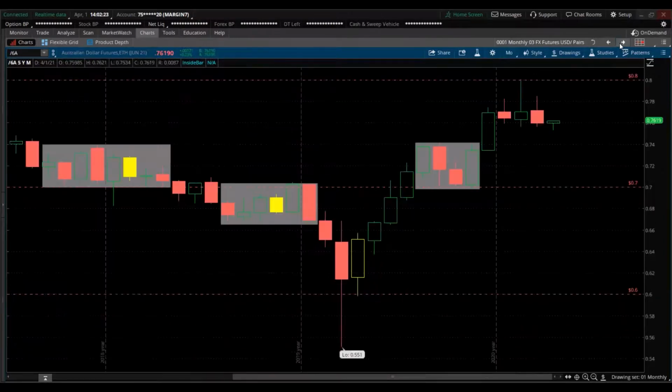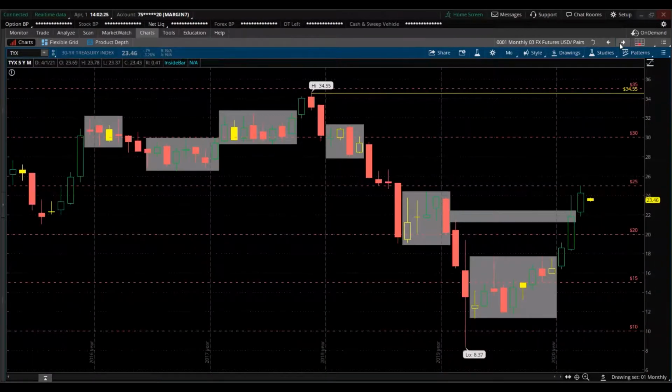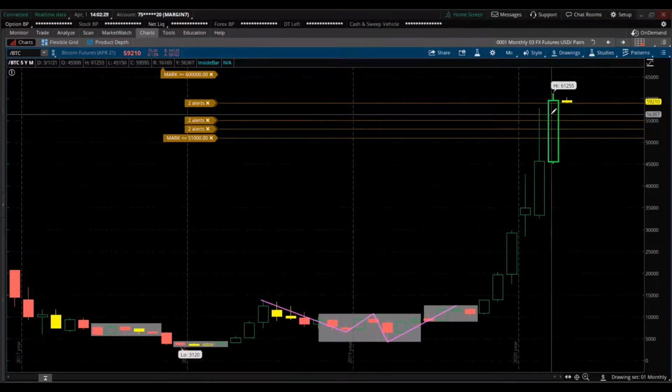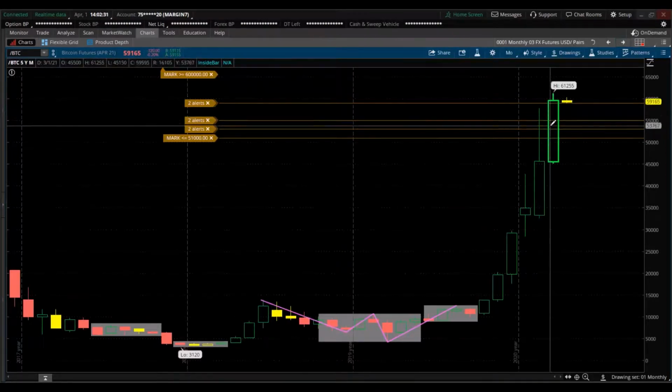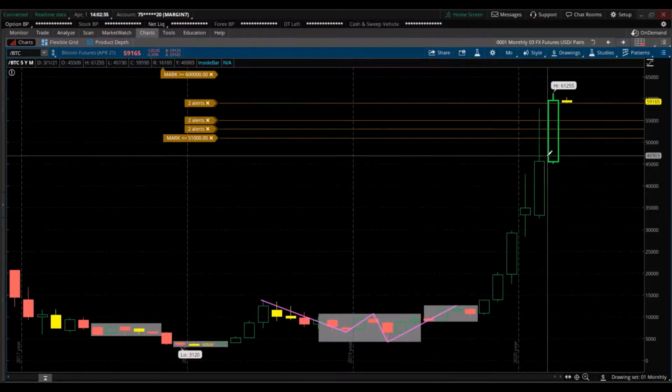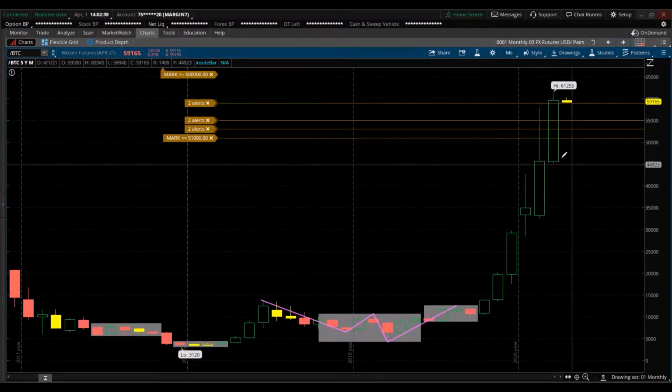Now we're looking at Bitcoin. What is it other than a digital coin? What does it have a correlation to? Not much, not much. Other than fear and greed, just like many other financial instruments, fear and greed.